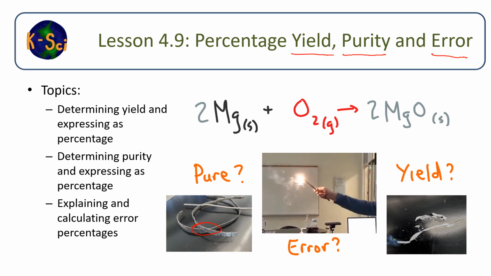So purity has to do with a substance that might be a reactant or something that you are making, like an alloy. Error could be the result of a reaction where you're losing some of your product, and the measured quantities that you get might be off the amount that you're looking for. And yield is talking about the amount of product that you actually end up with. So with this experiment where you're burning a piece of magnesium, it's that white powdery magnesium oxide that you end up with.